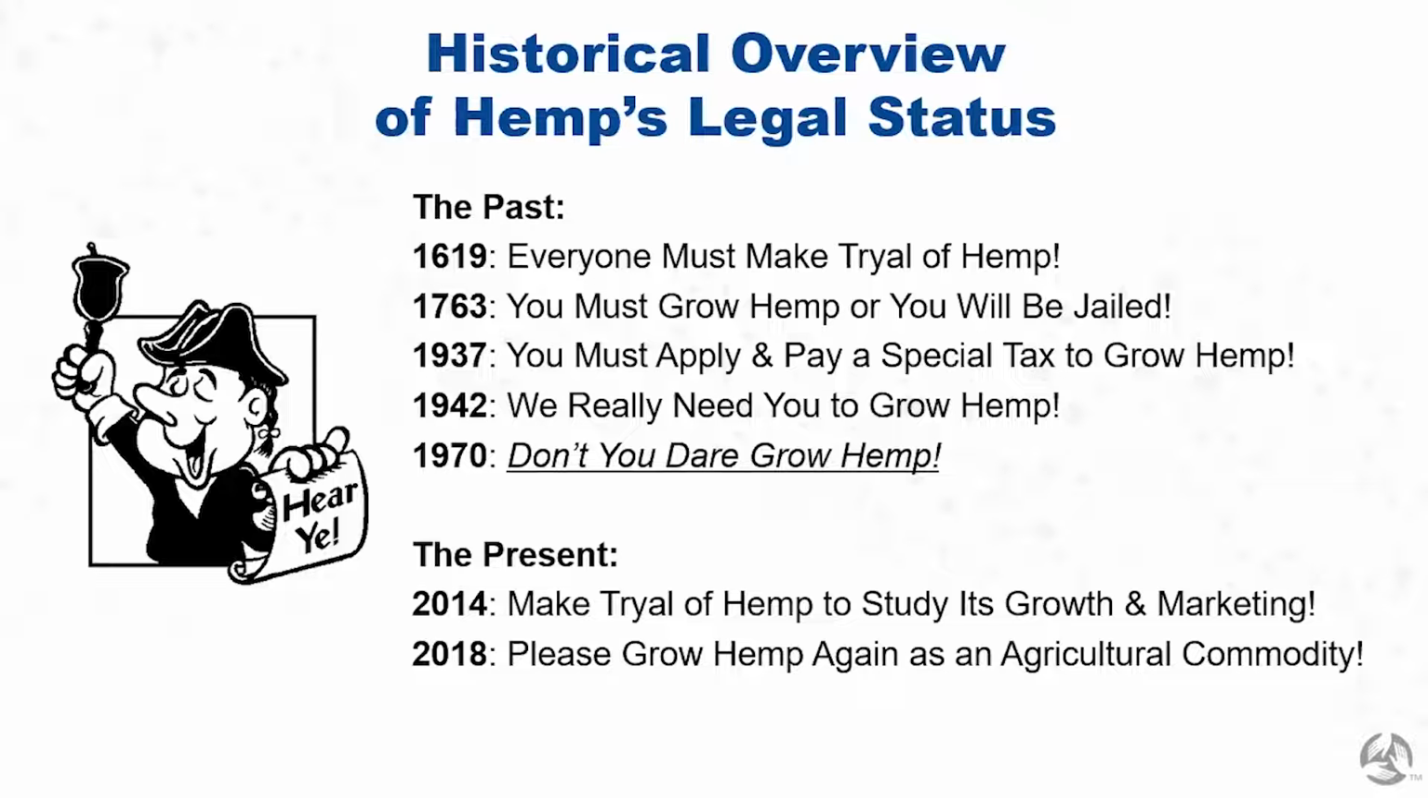1942, we really need you to grow hemp. 1970, don't you dare grow hemp. I neglected to say, guys, that with the 1970 Controlled Substances Act, there was no pathway anymore to tax and regulate any form of cannabis. It became a straight up felony even to have in your possession a hemp seed capable of germination. In other words, a hemp seed that would grow. So when we say don't you dare grow hemp, I'm talking the shackles were put on this plant to the nth degree. But we're coming up to the present.